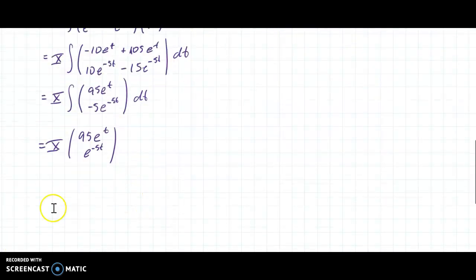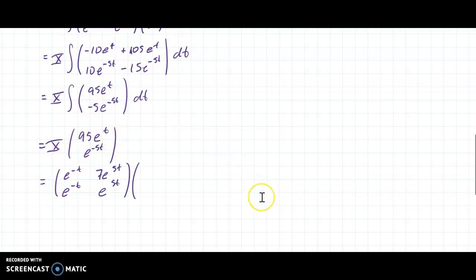So I will write that down here. I get, open parentheses, e to the negative t, 7e to the 5t, and then e to the negative t, and e to the 5t, that's x, and then I'm multiplying it by this right here, which gives me 95 e to the t and e to the negative 5t.